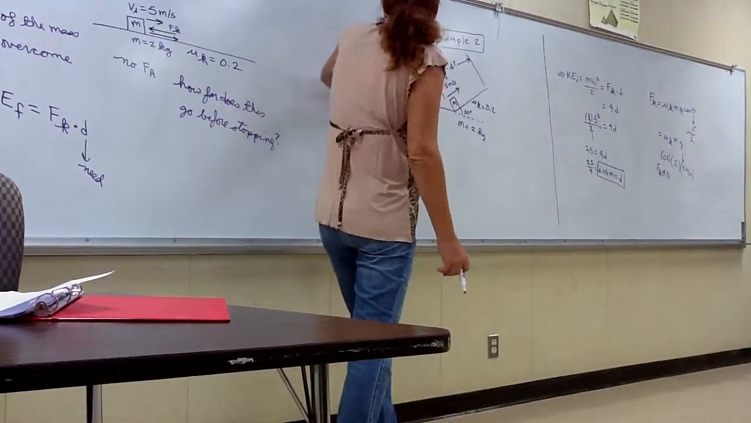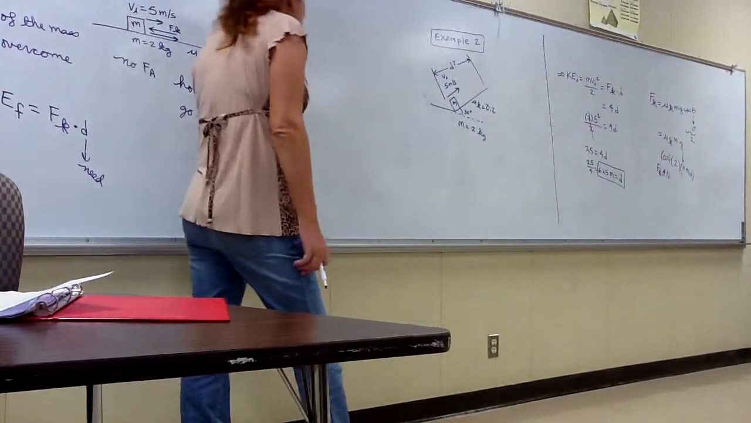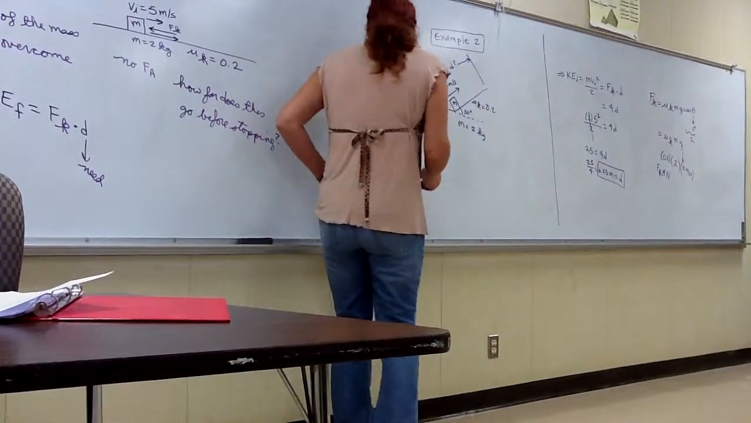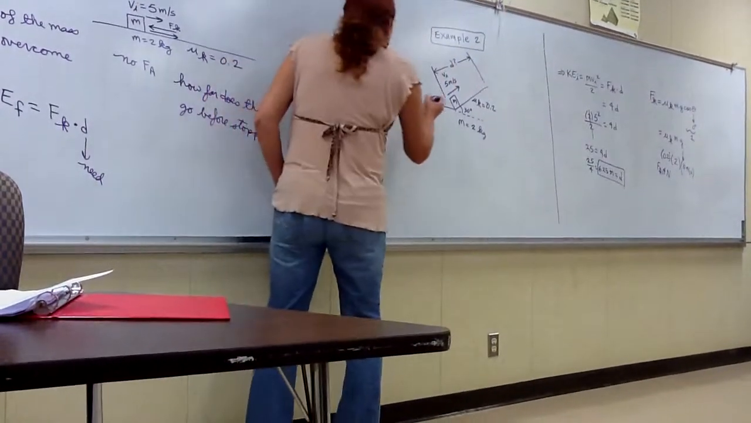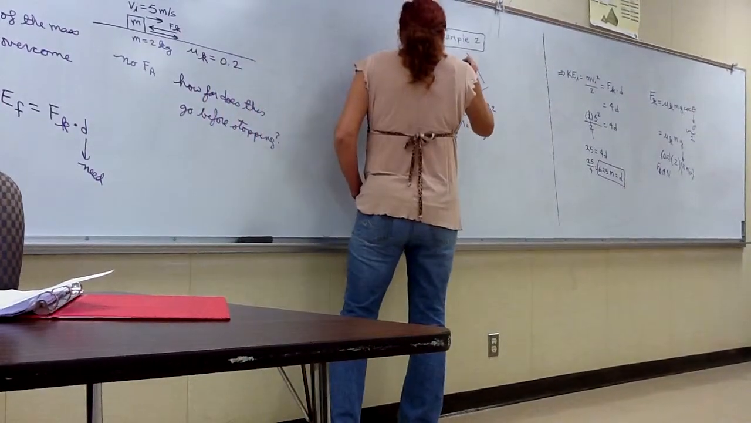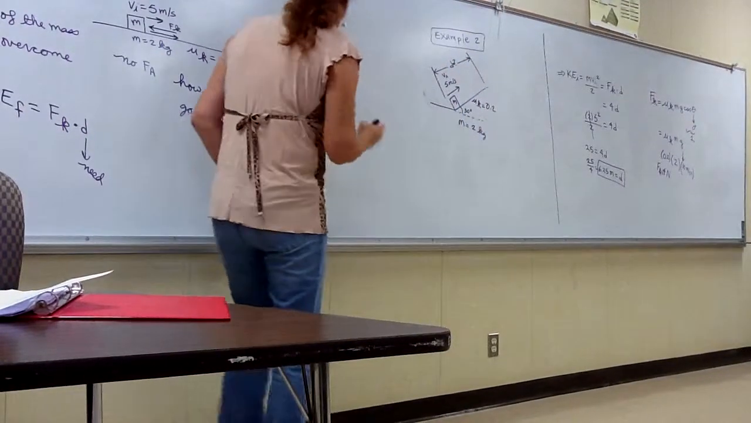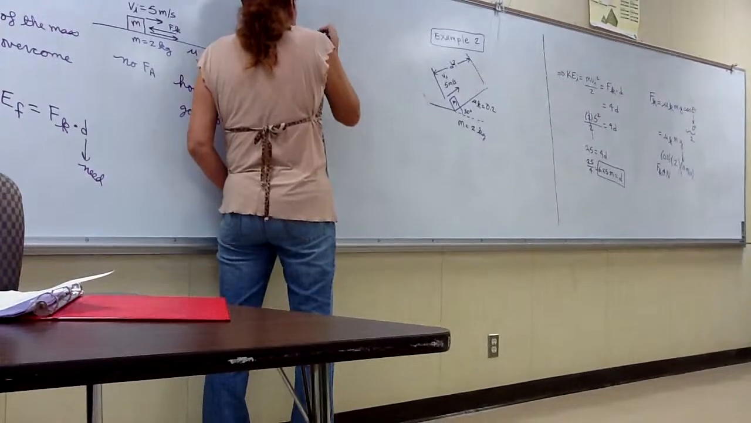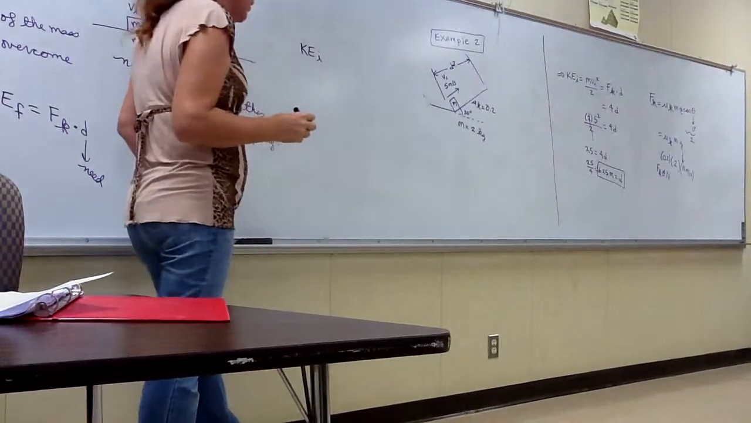We can do it here, but now we're battling two different forces on the way up. Again, the question is, how far does it go up the slope? And so again, if we look at the energy, our initial energy, it's all kinetic energy at the bottom.